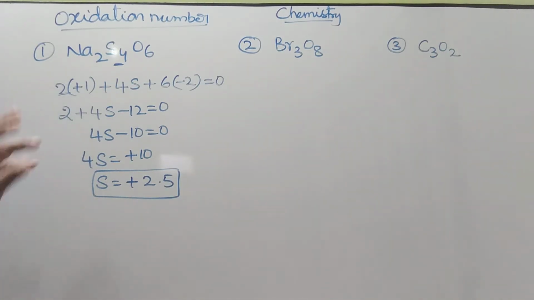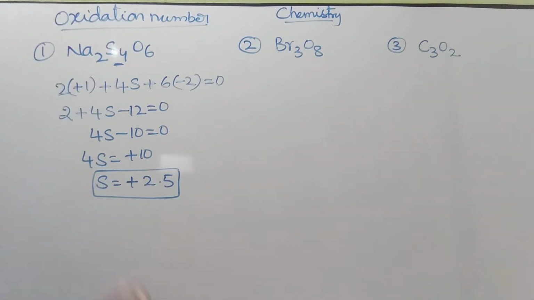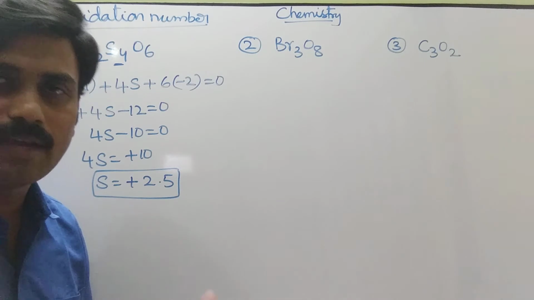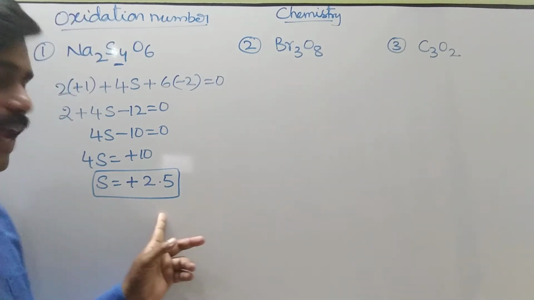Once again, look at Na2S4O6. In this compound, 4 sulfur atoms are there. Here it is not a single sulfur oxidation state. Definitely, it may be a positive oxidation state, a negative oxidation state, zero oxidation state, or a fractional oxidation state.